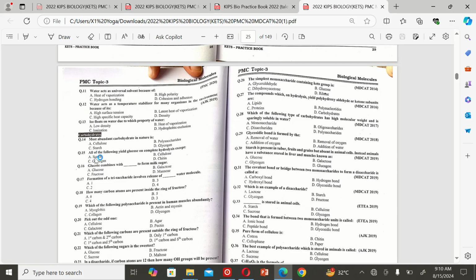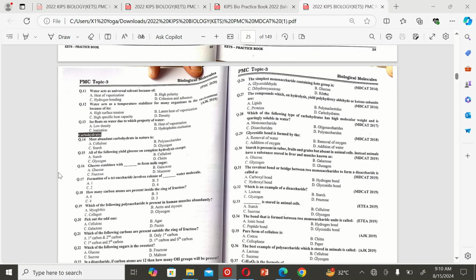Cellulose. The next MCQ is: all of the following yield glucose on complete hydrolysis except A. Starch, B. Cellulose, C. Glycogen, and D. Chitin. So the correct option is D. Chitin.